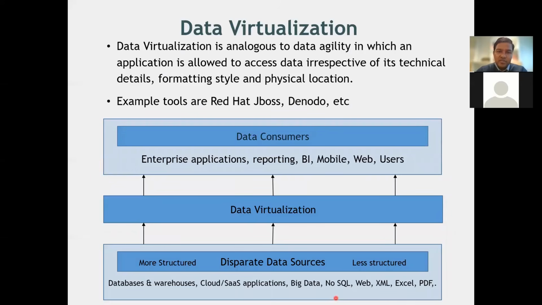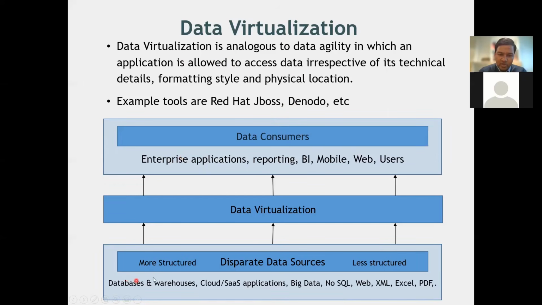What is data virtualization? Data virtualization is basically analogous to data agility, in which an application is allowed to access data irrespective of its technical detail, formatting style, or physical location. There are example tools like Red Hat JBoss or Denodo. These tools can be used to do virtualization of data. So by doing data virtualization, an application can access any data in any format, and the tools take care of whatever is required to make it happen.